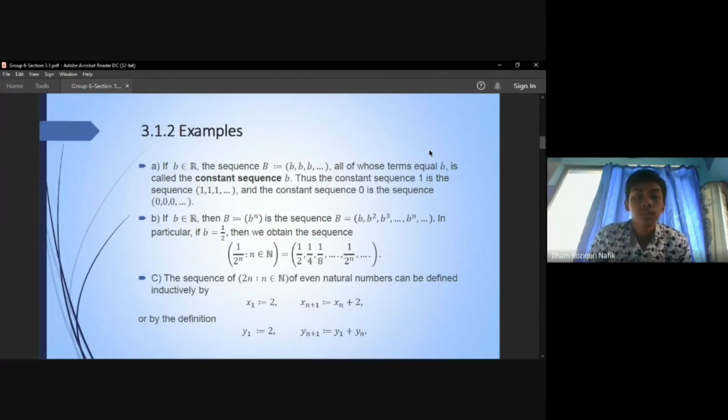And in point C, the sequence of 2n for n an element of the natural numbers, the even natural numbers, can be defined inductively by x1 equals 2, xn+1 equals xn plus 2, or by the definition y1 equals 2, yn+1 equals y1 plus yn.